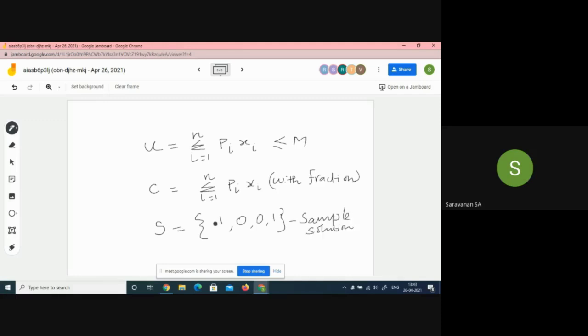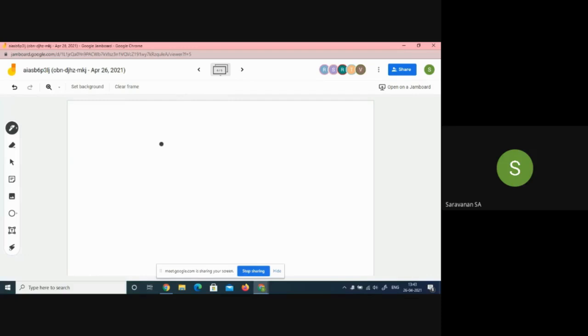Whether I am including the object or not. Okay. So these are the things which we have already discussed anyway. So now we will try to generate the state space tree. With the state space tree only we are going to find the solution, right?